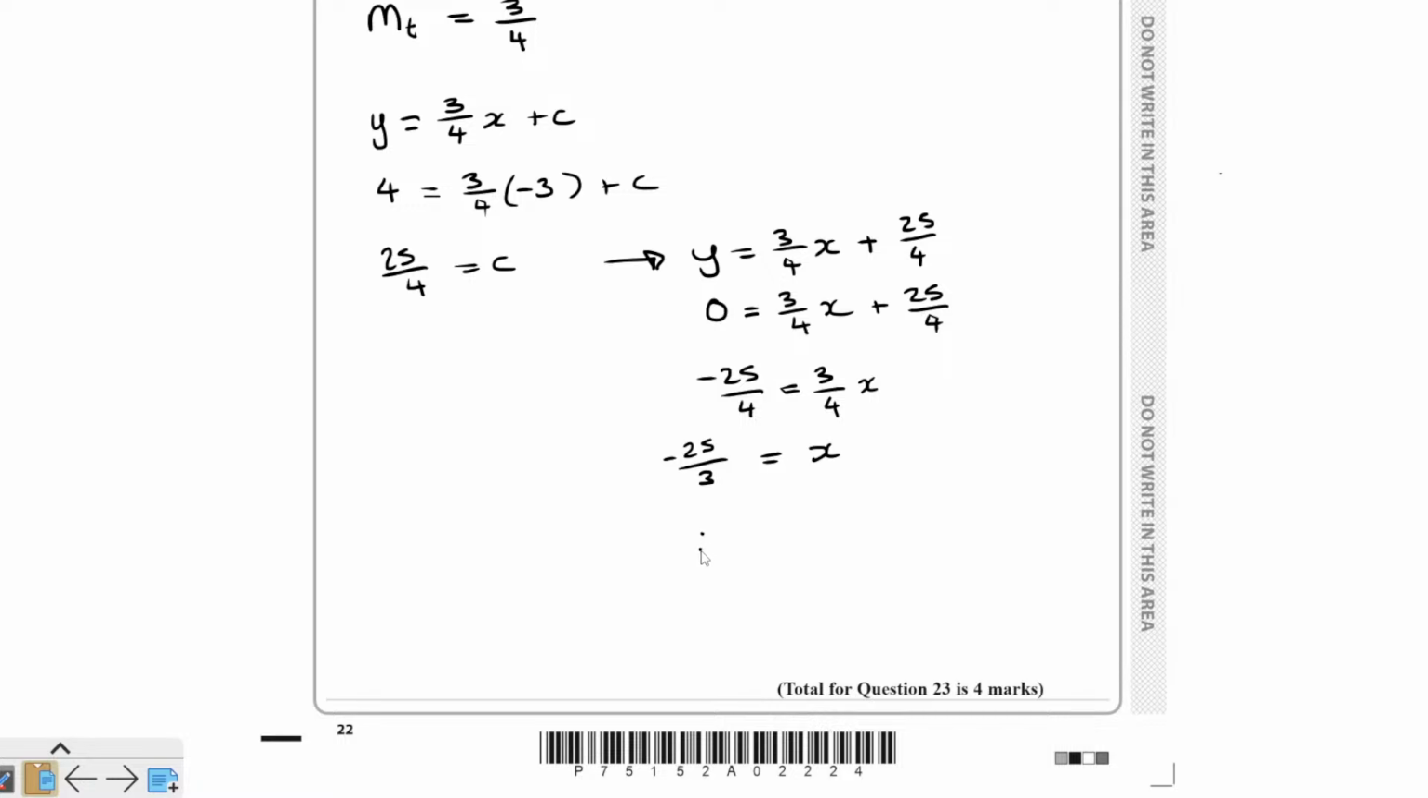So I'd put therefore no, and maybe write the coordinates, just because he referred to it in coordinate format, didn't he? So therefore no. That's what I would do there. Just work out the equation of the tangent and then find the coordinates. 4 marks.